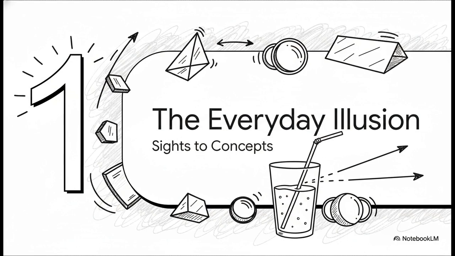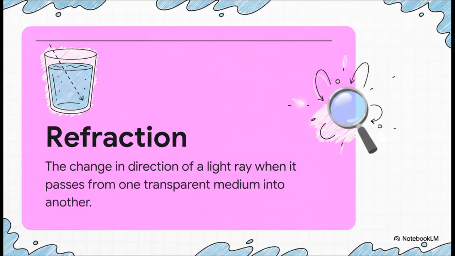First things first, we're going to connect that simple trick of the eye, that bent straw, to the big scientific idea that makes it all happen. And that scientific name is refraction. That's all it is. Refraction is just the phenomenon of light changing its direction when it travels from one transparent material or medium into another. Think air into water. Simple as that.